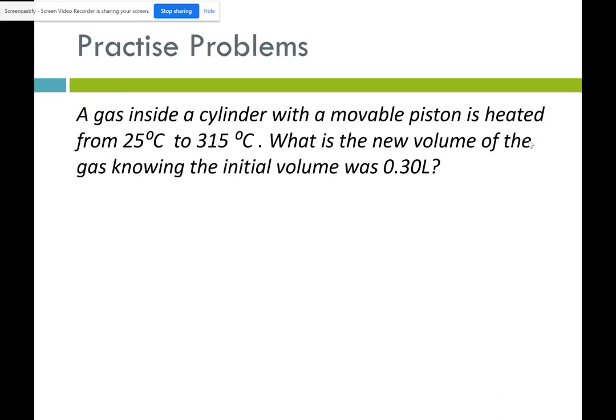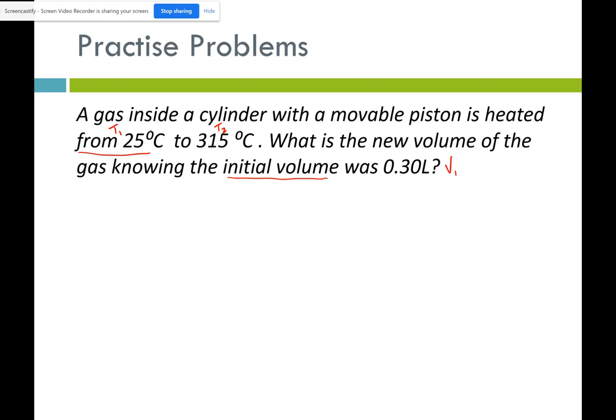Okay. So this says, a gas inside a cylinder with a movable piston is heated from 25 degrees Celsius to 315 degrees Celsius. What's the new volume of the gas, knowing the initial volume was 0.3 liters? So this was my initial volume. So this is my V1. And it says it was heated from 25 degrees Celsius. So this was my initial temperature, my T1, to 315 degrees Celsius. So this is going to be my T2.